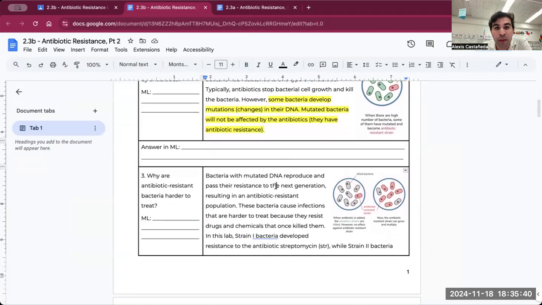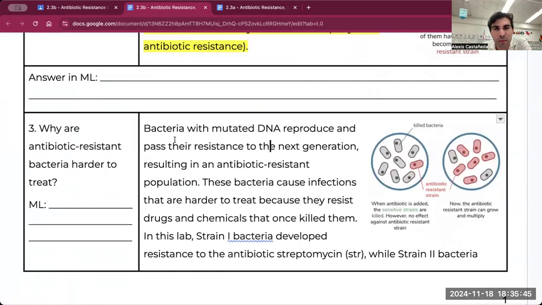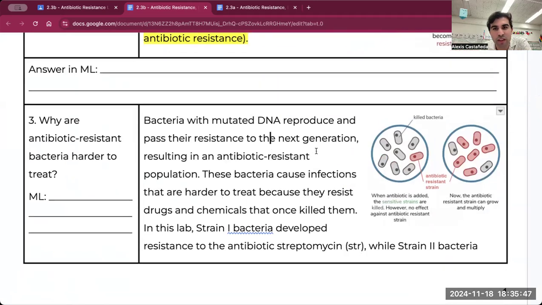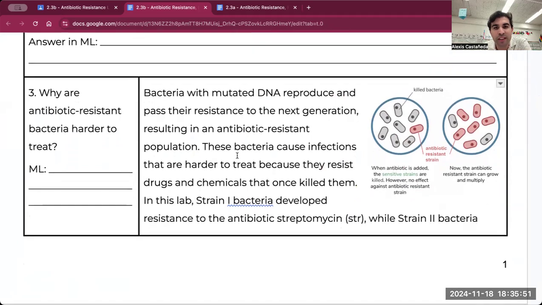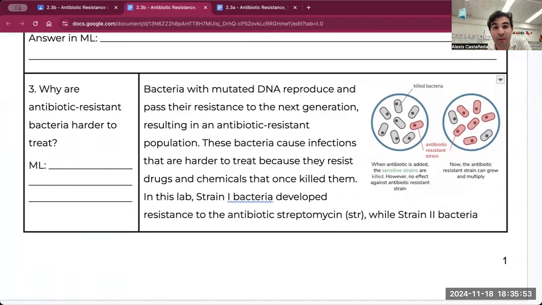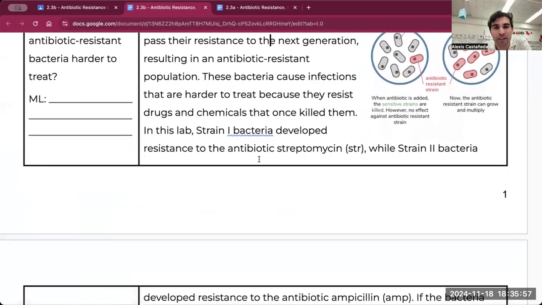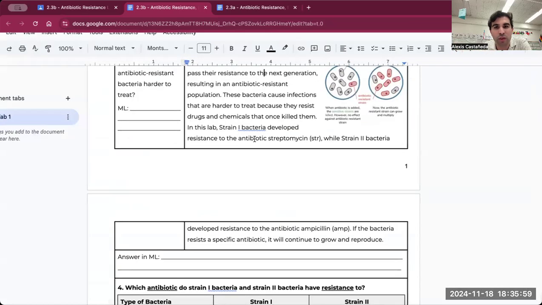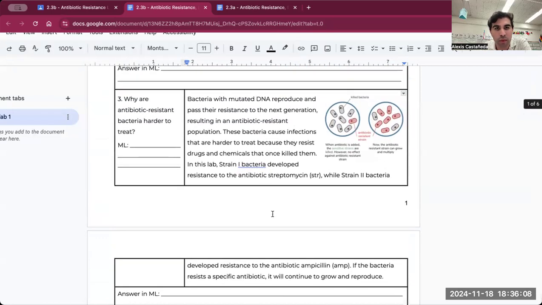Number 2, why are antibiotic resistant bacteria harder to treat? Well, it says bacteria with mutated DNA reproduce and pass resistance to the next generation, resulting in an antibiotic resistant population. These bacteria cause infections that are harder to treat because they resist the drugs and chemicals that once killed them. In this lab, strain 1 bacteria develop resistance to the antibiotic streptomycin, while strain 2 bacteria develop resistance to the antibiotic ampicillin. If the bacteria resists a specific antibiotic, it will continue to grow and reproduce.